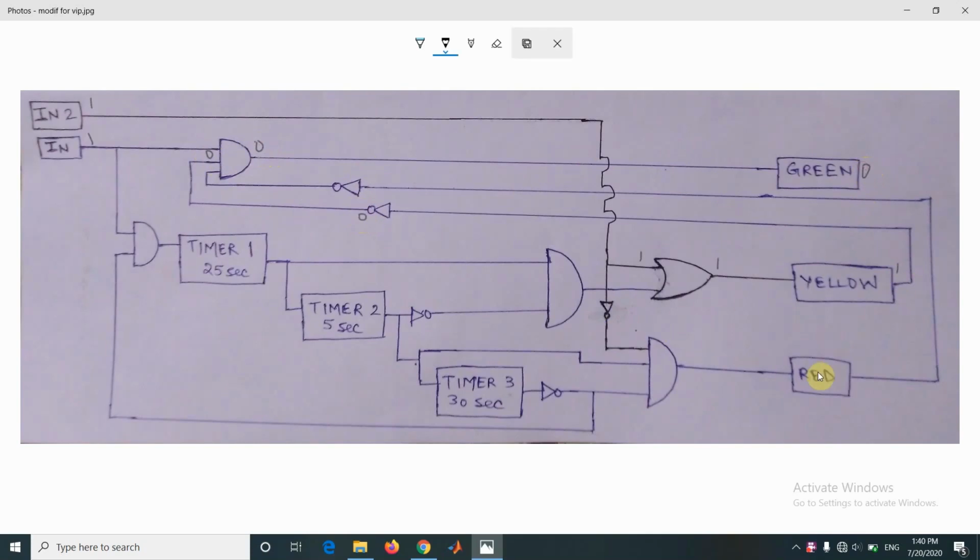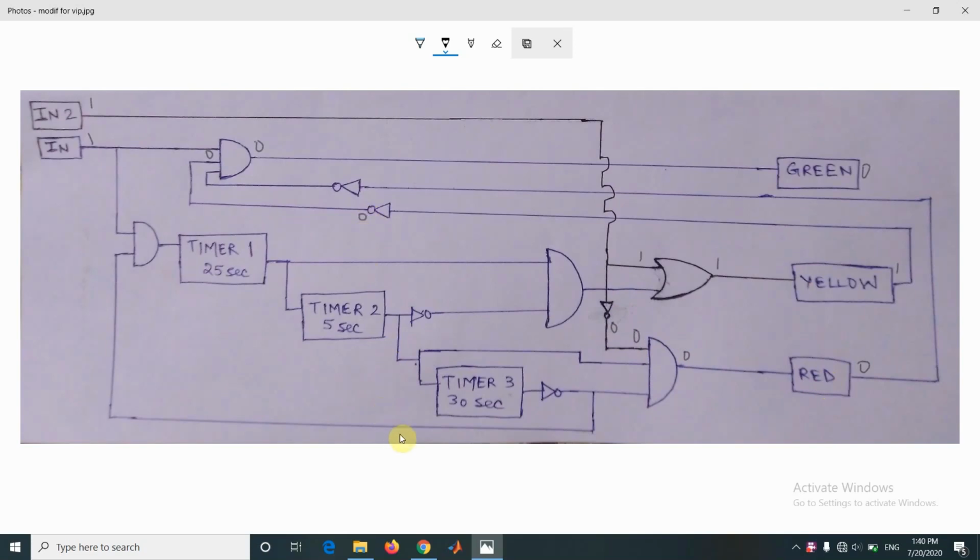But to ensure that red light is also off while the cyclic process is going on internally, this NOT gate is added. So when the VIP signal is given, due to this NOT gate, this input to the AND gate is 0 and hence this AND gate is off and the red light is also turned off. Otherwise, this input would be 1 and the red light would turn on and off sequentially as in the basic circuit.